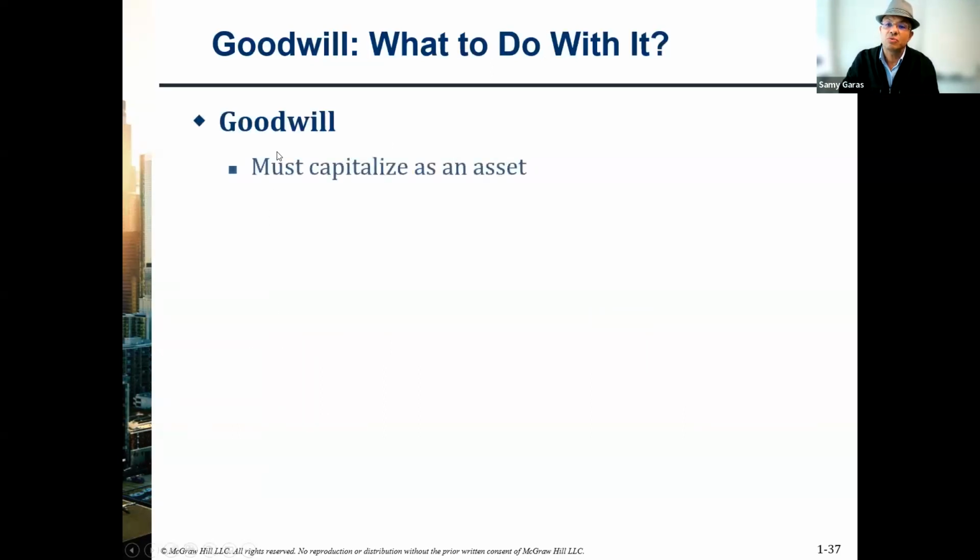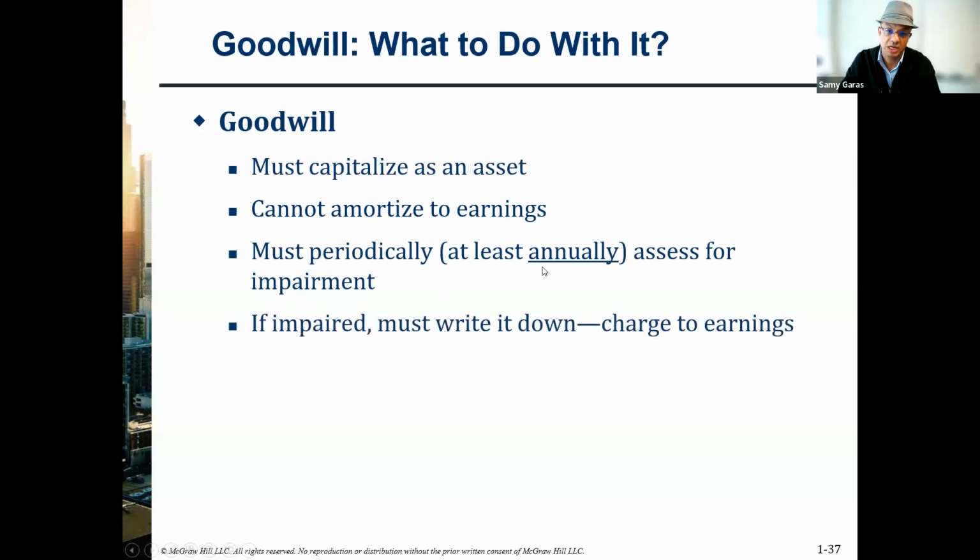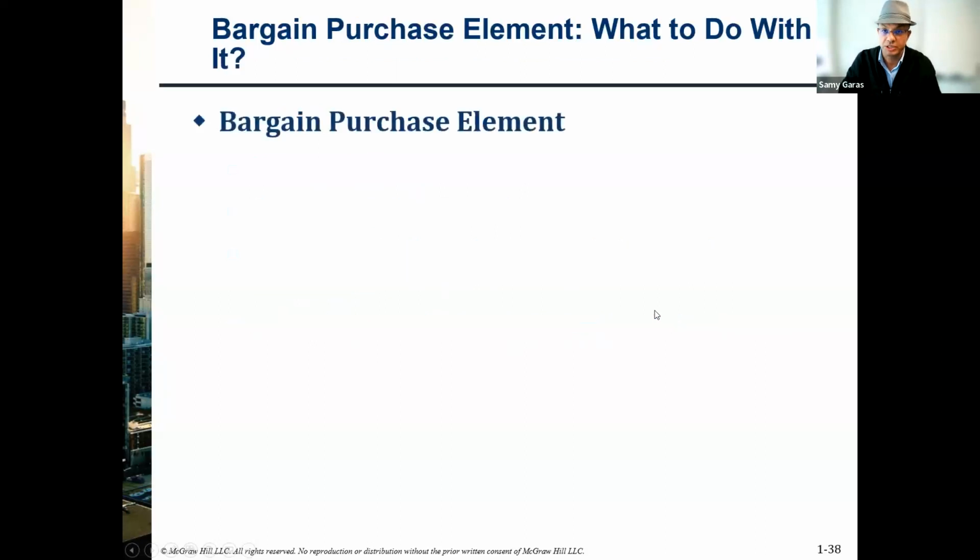And then the goodwill, as I said, must be capitalized as an asset. And if there is any impairment, we have to record it. We cannot amortize it to earnings. So we cannot take the goodwill and put it as part of the earnings over the coming years. And we make an assessment annually to see if there is any reduction in the goodwill. If impaired, it must be written down and charged to earnings.